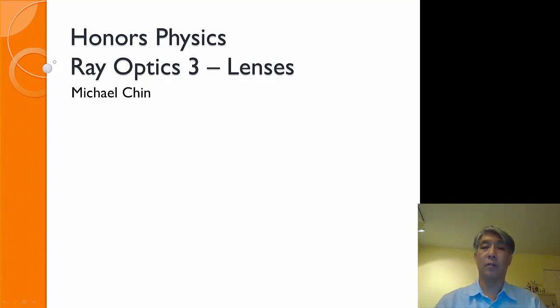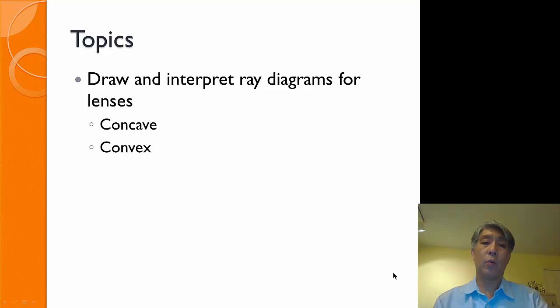So this lesson is going to cover Ray Optics 3, or we're basically talking about ray diagrams for lenses. So what we're going to do today is draw and interpret the ray diagrams for both concave lenses and convex lenses. The convex lens is the more common one that we'll see. Those are converging lenses. Concave are diverging lenses.